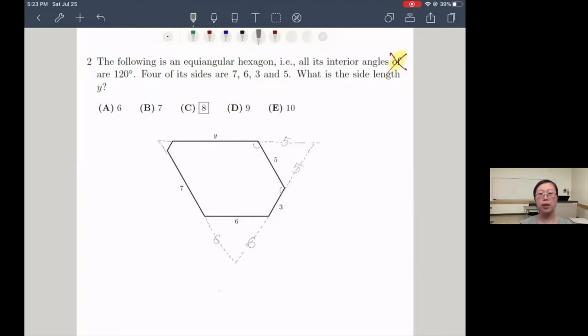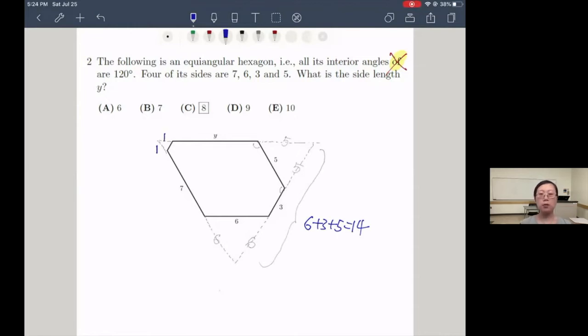Do we know the side length? Not from two sides, but there's one side where we have all the pieces we need. So it is 6 plus 3 plus 5, which is 14. And if we look at the left side, we have 7 and 6 already. So the side length of the smallest equilateral must be 1, and this must be 1.